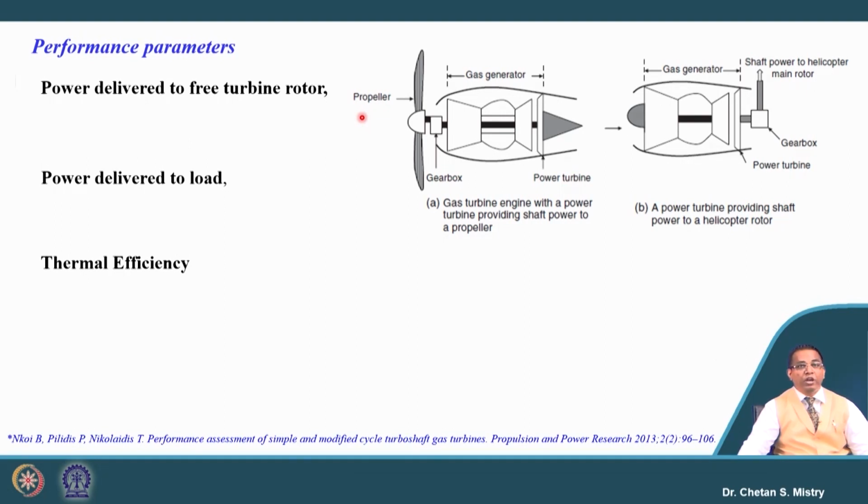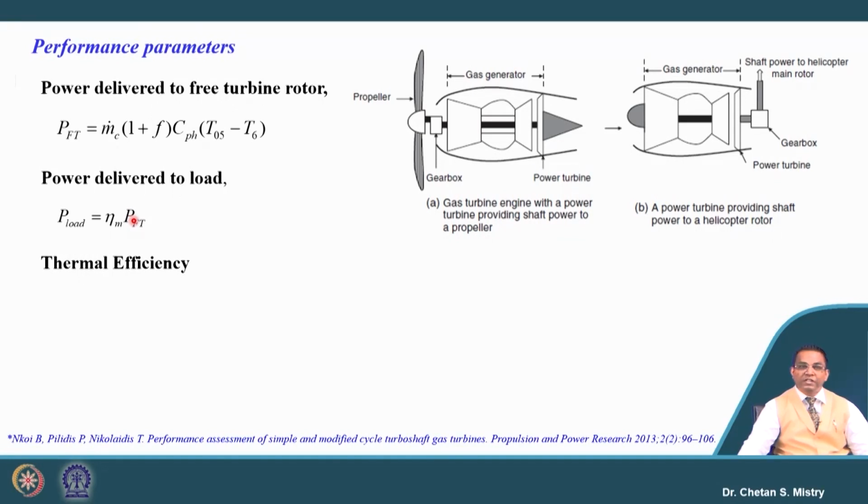So let's look at what we mean by power delivered by the free turbine. We can write that in terms of m dot into (1 plus f) Cp delta T0. Here delta T0 is T05 minus T6. Similarly, we have certain mechanical losses because it's a power transmission, so at the load or at the shaft we will have power, and that is calculated based on mechanical efficiency.